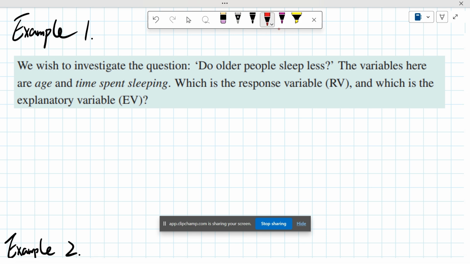Let's have a look at the first example. When we wish to investigate the question, do older people sleep less? The variables here are age and time spent sleeping. Which is the response variable and which one is the explanatory variable? If we say age explains the time, then the EV is age, and the RV is the time spent sleeping.